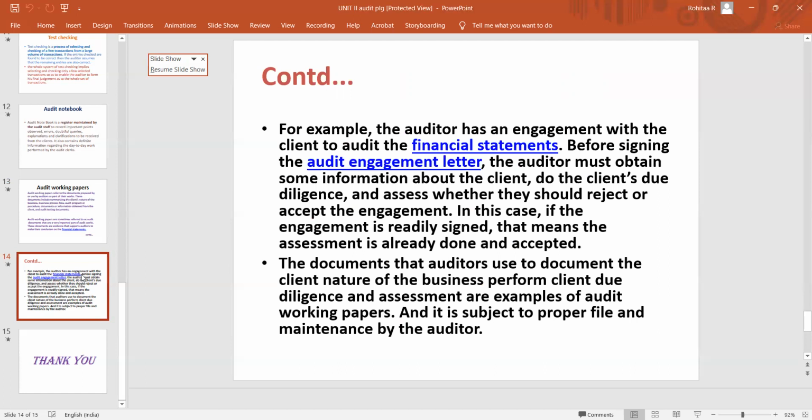The documents that the auditor used to document the client's nature of the business, and the client due diligence and assessment performed, are examples of audit working papers, and they are subject to proper filing and maintenance by the auditor.